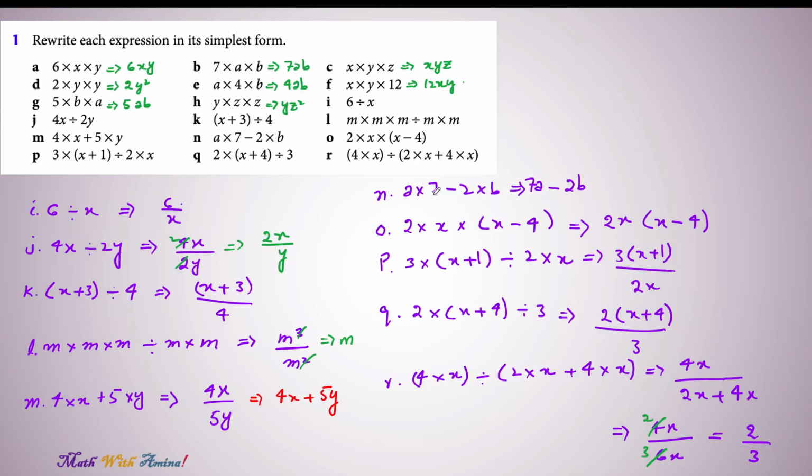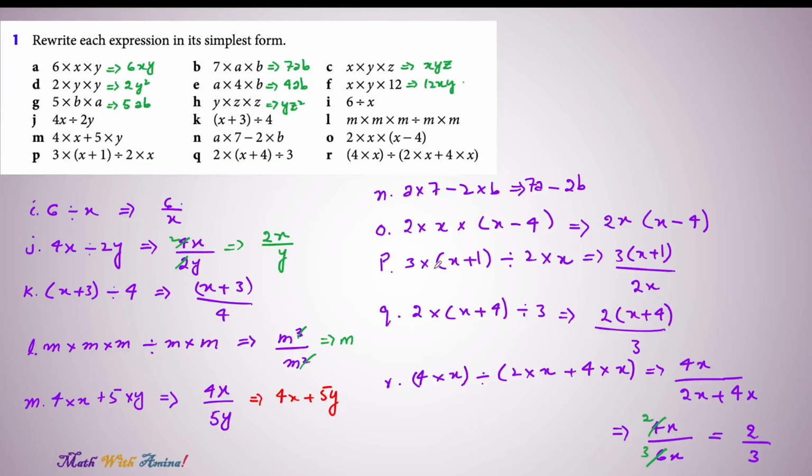Next we have a multiplied by 7 minus 2 multiplied by b, so it would become 7a minus 2b. Again, you can see that we have removed the multiplication sign, and we have written the coefficient first and then the alphabet. Then the next part, 2 multiplied by x multiplied by, in the brackets, x minus 4, so removing the multiplication sign, it will become 2x into x minus 4.